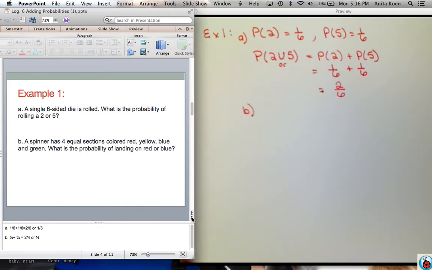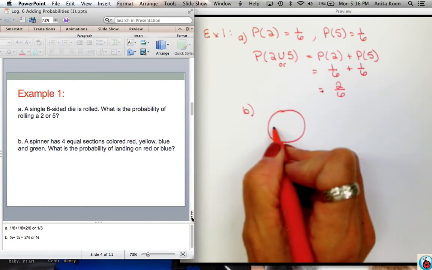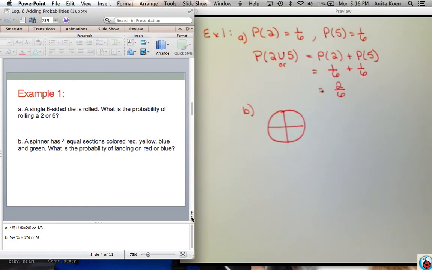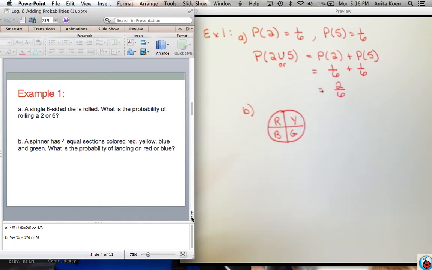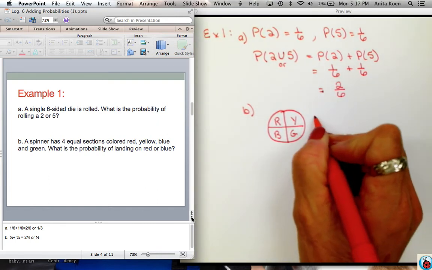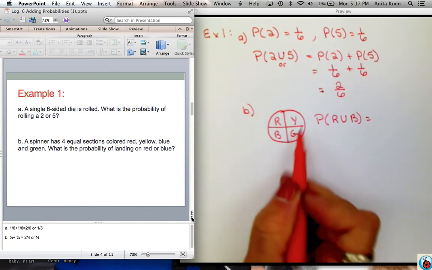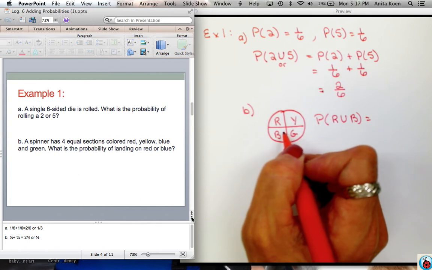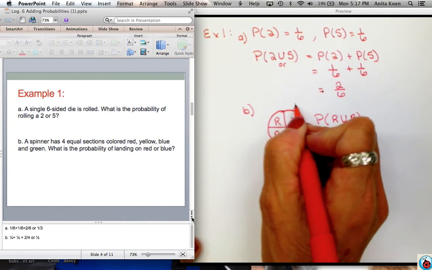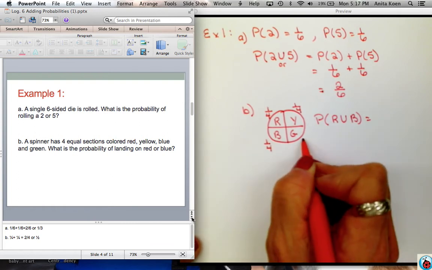We're going to find a spinner that has 4 equal sections. So what we have is a spinner, it's a circle, and it has 4 equal sections, and they are colored red, yellow, blue, and green. What is the probability of landing on red or blue? Well, the first thing we have to do is find out what the probability of each of these is. If this is a spinner that is divided equally, then the probability of landing on yellow is 1 out of 4, on red is 1 out of 4, on blue is 1 out of 4, and on green is 1 out of 4.